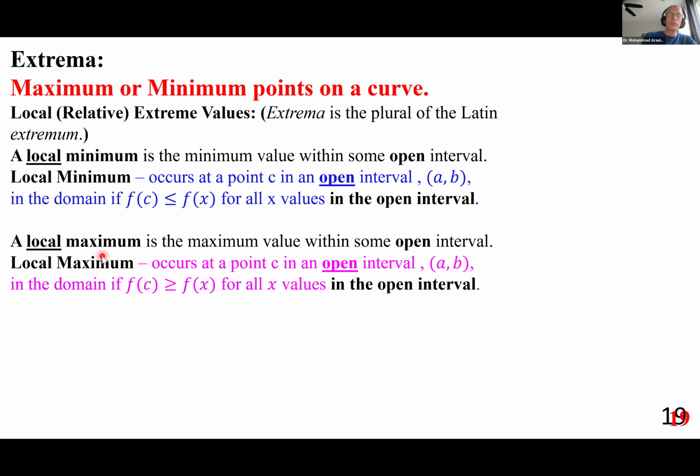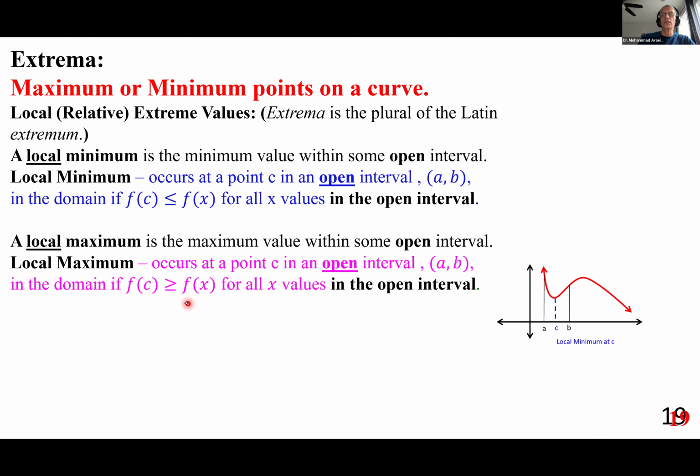A local maximum is the maximum value within some open interval. Local maximum occurs at a point c in an open interval of a to b in the domain if f of c is larger than or equal to f of x for all x values in the open interval.